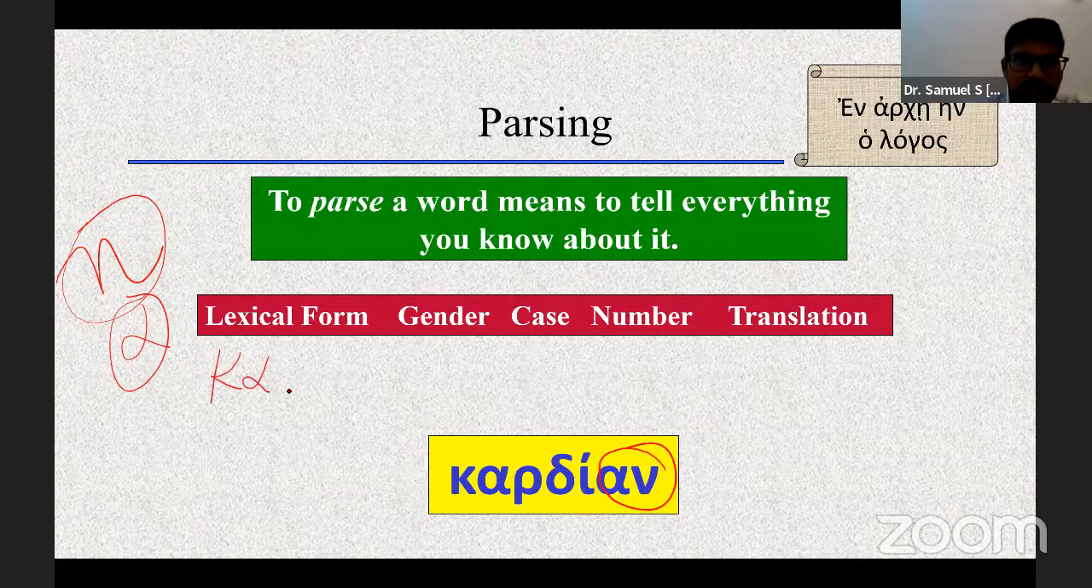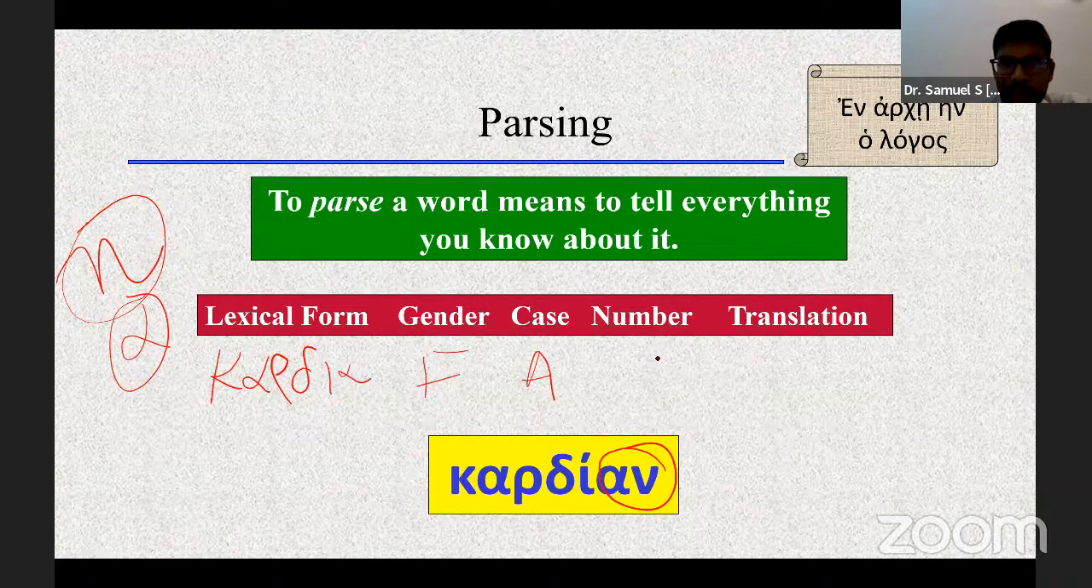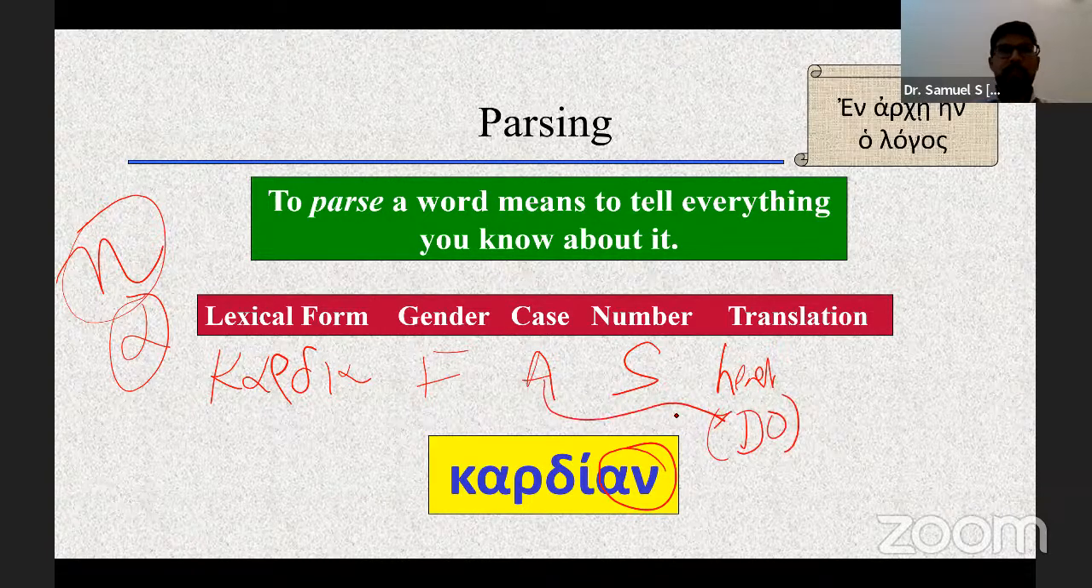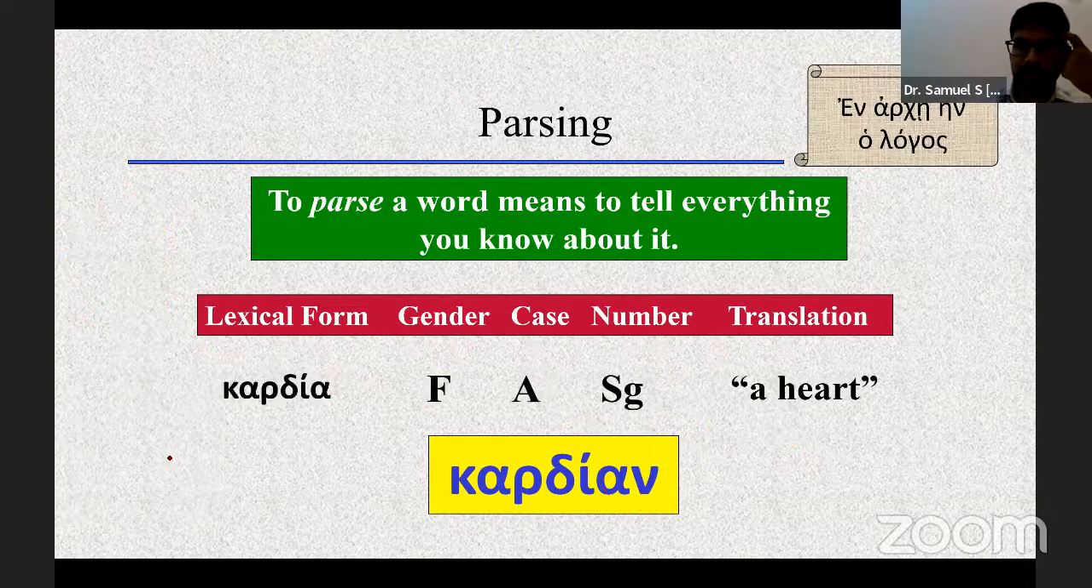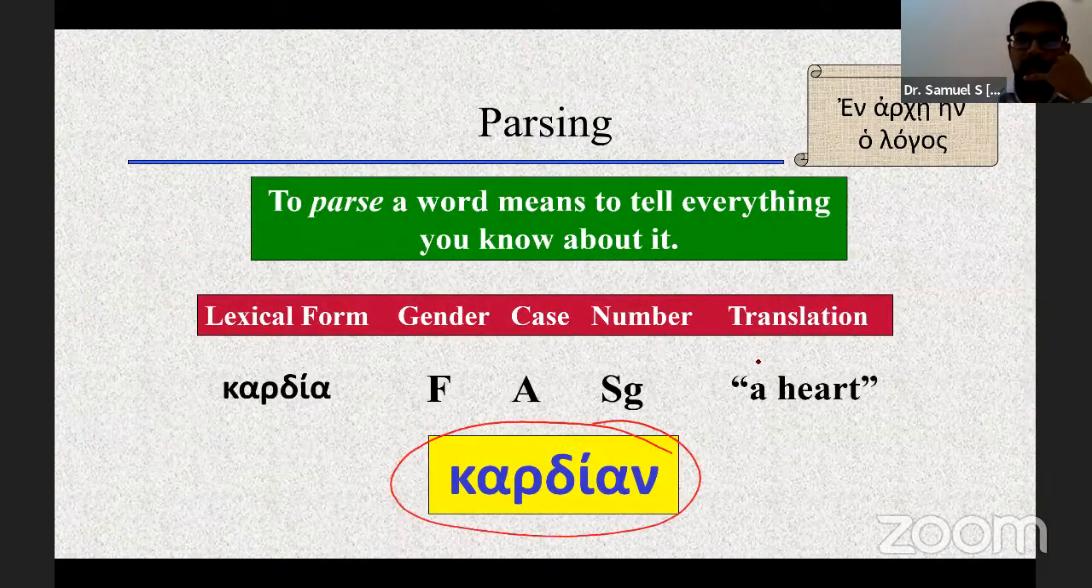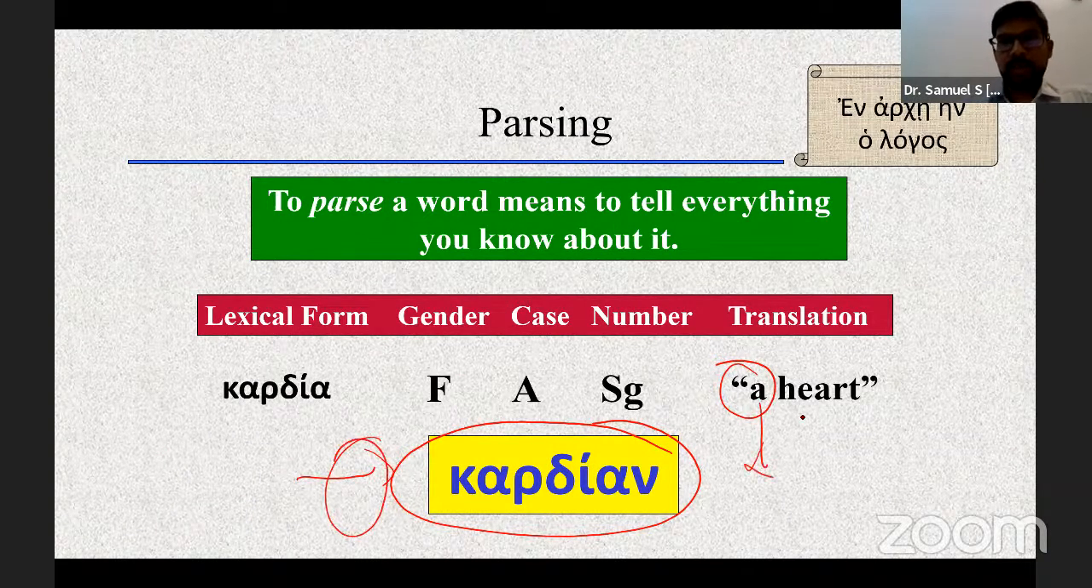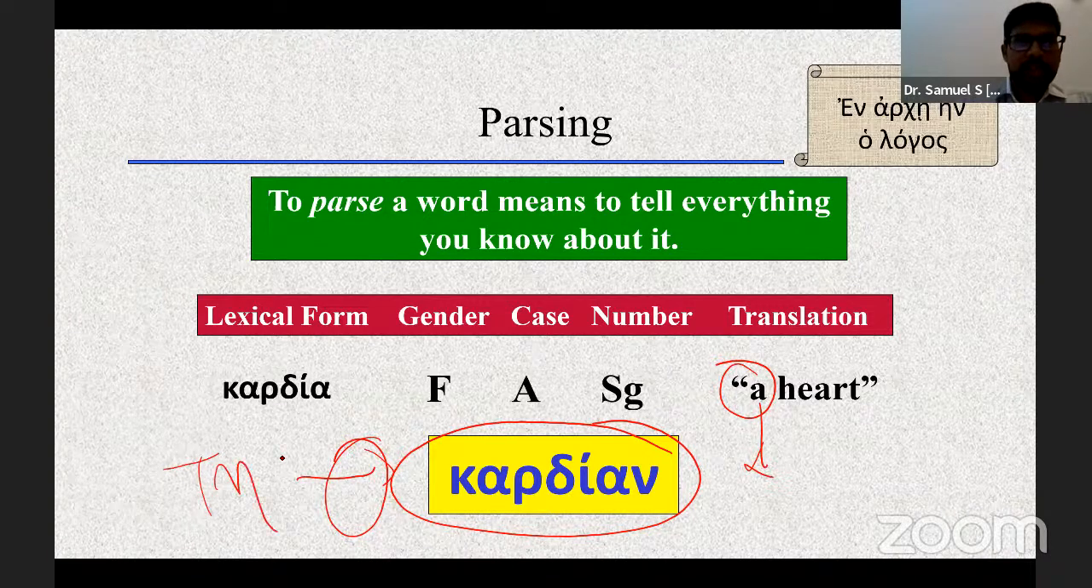Cardian, what is the lexical form? Cardia. What gender is it? Feminine. What case is it? Accusative. What number is it? Singular. What's its translation? Heart, as the direct object. Why? Because it's the accusative. That's parsing. Okay. Oh, it's anarthrous, right? So a heart. Remember what is anarthrous? No article. So it is a heart. Had it been tain cardian, it would have been the heart.